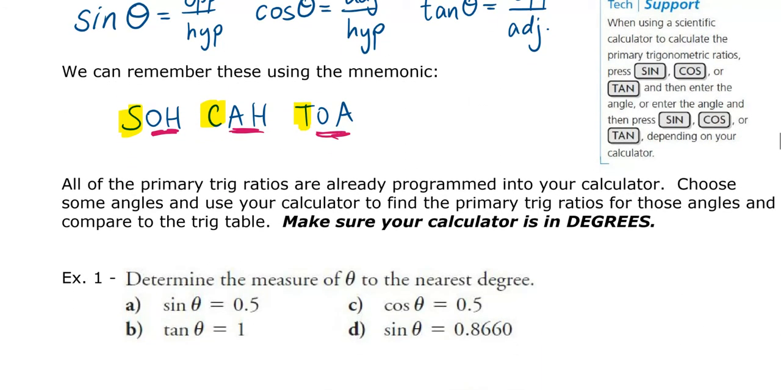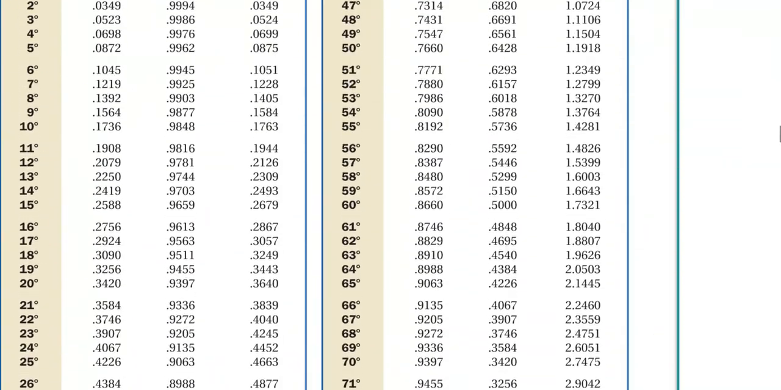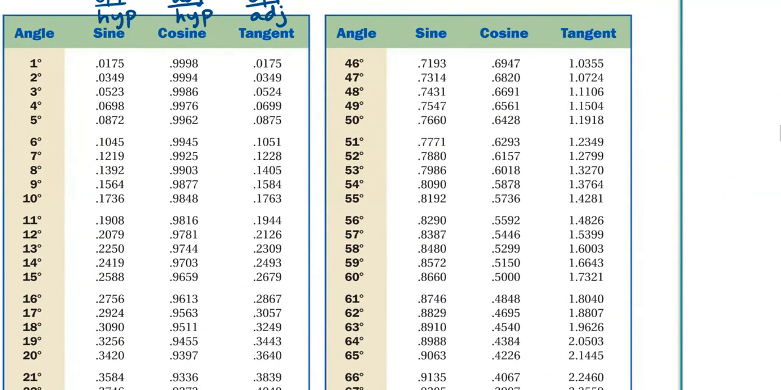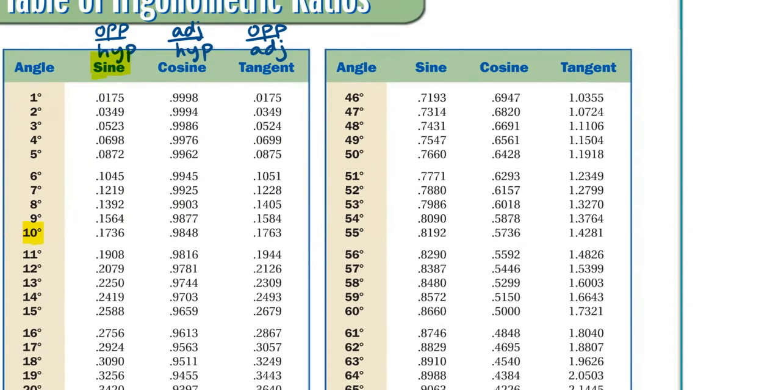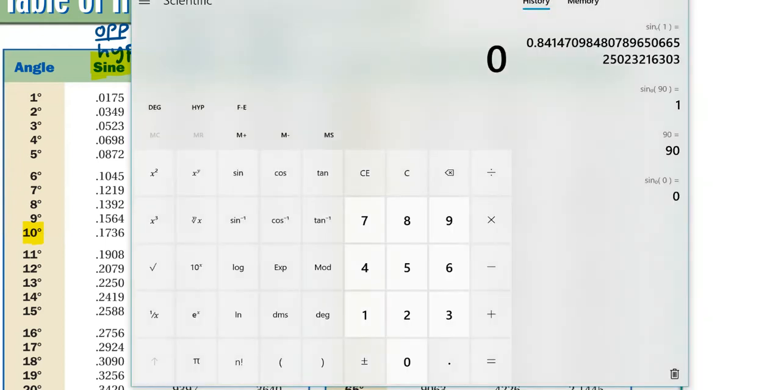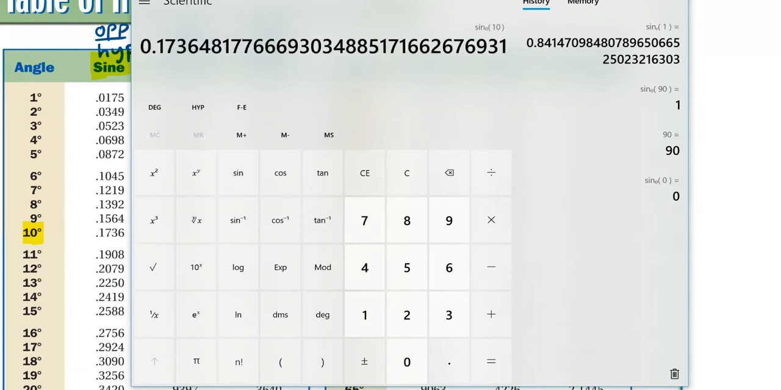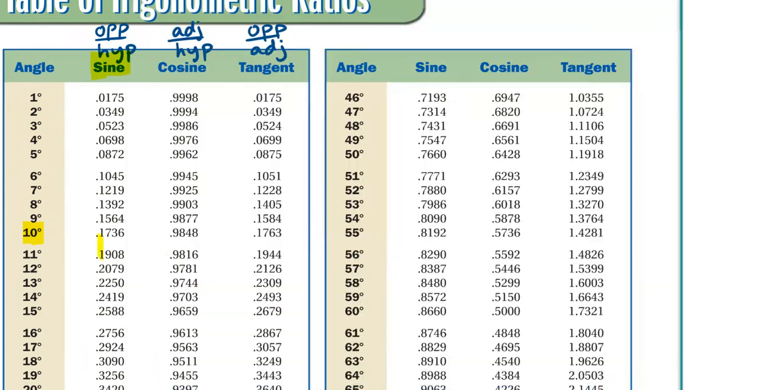So as I said, they're already programmed into your calculator. You can choose some angles and compare them to what you see in the trig table. So if I go to the trig table, for example, and let's say I was interested in 10 degrees. If I calculated the sine ratio for 10 degrees, I'm going to take a calculator, and here it is. Make sure your calculator is in degrees. So you have to see the DEG or D symbol on your calculator. If I hit 10 and press the sine function, I get an answer of 0.1736. And that's exactly what you see in the table, 0.1736.